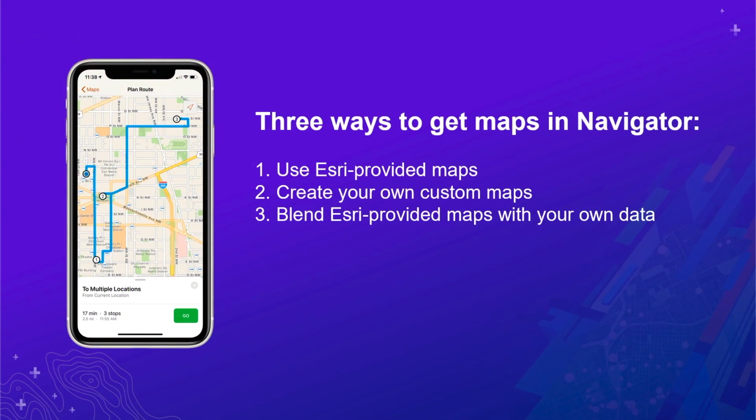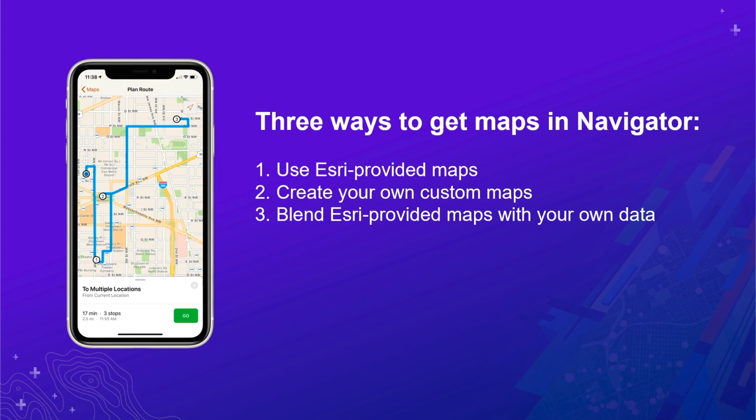So talking about Navigator, there are really three ways to get those maps onto the device. And so as I mentioned, Esri provides a number of maps out of the box. Those out of the box maps are included with the Navigator license. They're very high level, very detailed public road networks. Those don't include any of your own custom road networks. Those are just ones that we provide out of the box that you're free to use with that Navigator license.